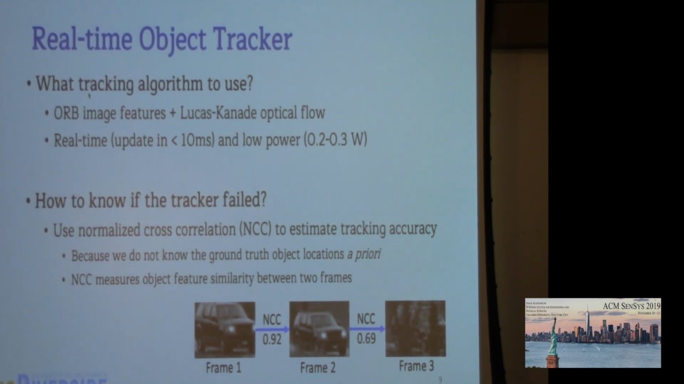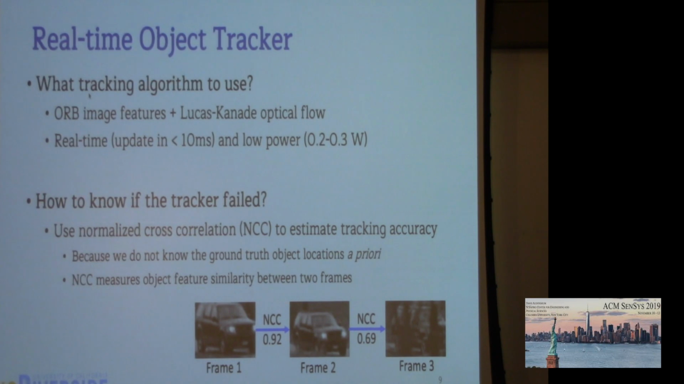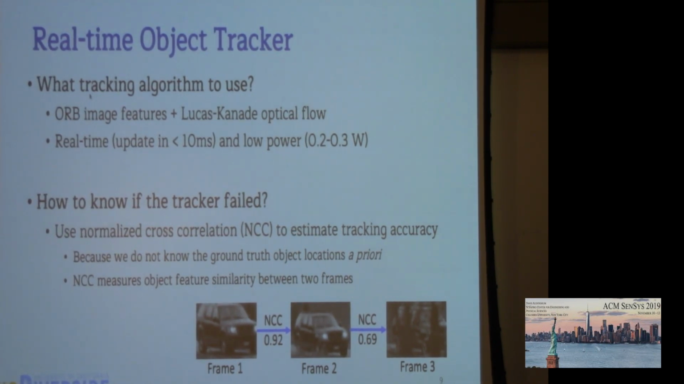For example, in this example on the bottom, you see that from frame 1 to frame 2, this car looks similar, and NCC is almost 1, it's very high. Then the car drives past some trees, causing an occlusion, and the NCC drops. So it depends on the MARLIN Manager to decide whether or not to trigger the DNN to recover from this failure.